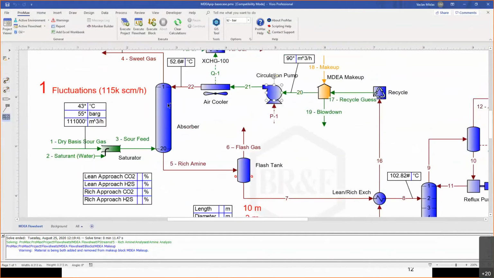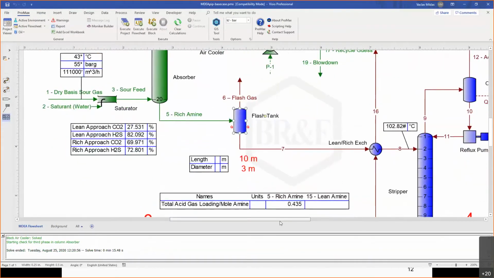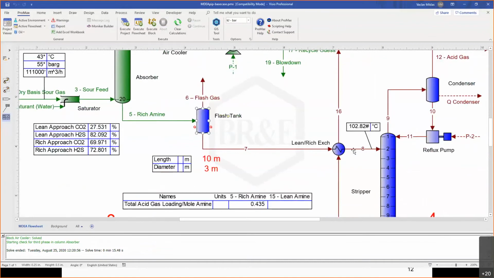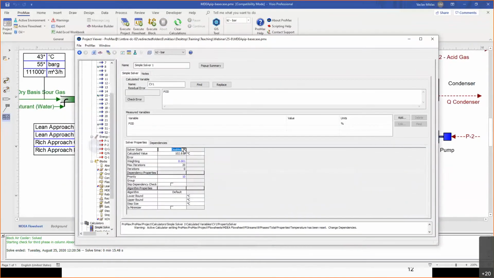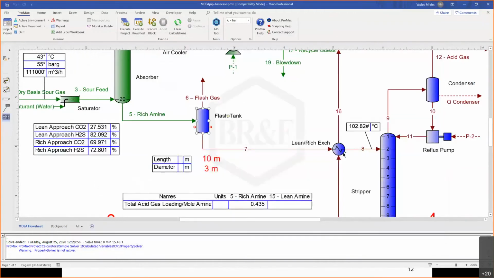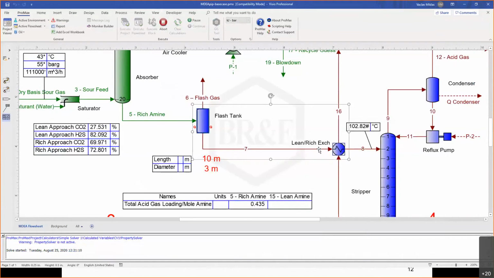After this, I'm going to, again, execute this part. For this lean-rich heat exchanger, I'm going to deactivate the solver for a bit because it takes a while before it converges. So I just want to see what's the fraction over design with the current composition.